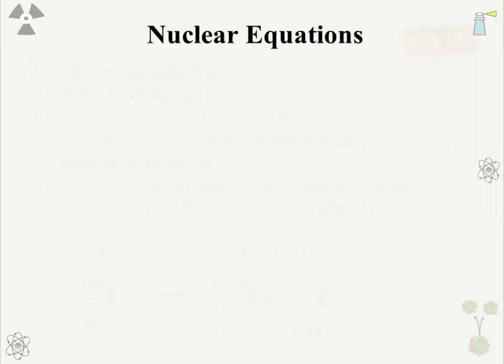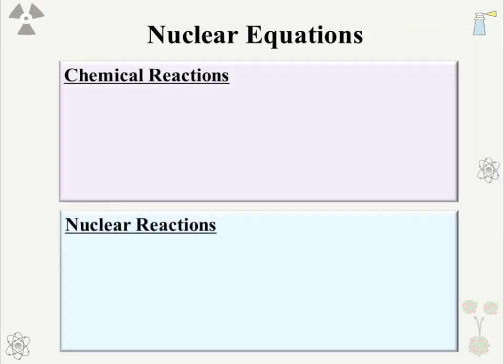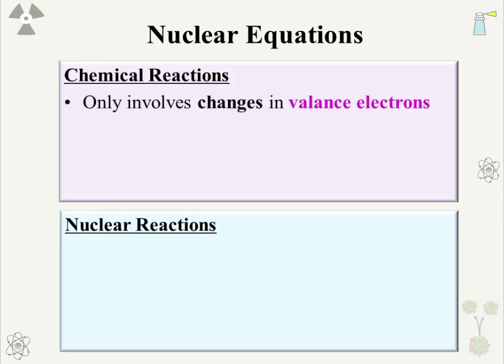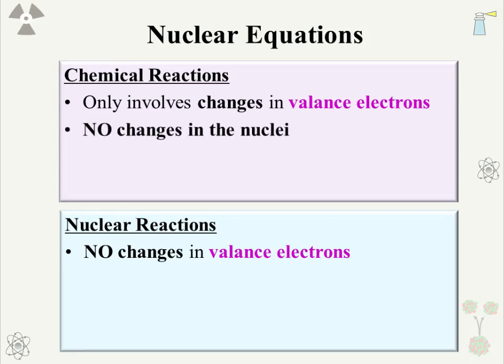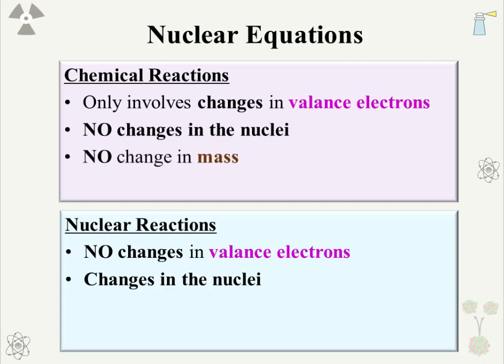Let's wrap this up by comparing and contrasting the chemical reaction and the nuclear reaction. Chemical reactions only involve changes in valence electrons. In nuclear reactions, there is no change in valence electrons. Chemical reactions have no change in the nuclei. Nuclear reactions do. Chemical reactions have no change in mass in reactant and product.